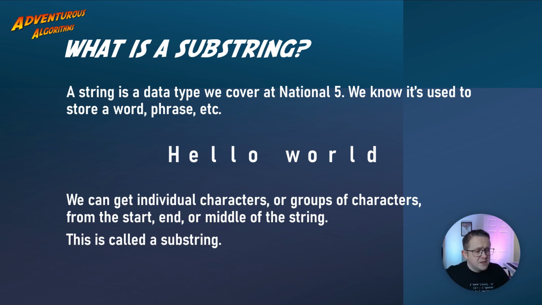A substring is when we get individual characters or a group of characters out of that. So say I only want to get one letter, or I want to get the first word out of that, because it might be a longer string, it might be a whole sentence in there, and I just want to get one word out of it. That's what's called a substring.